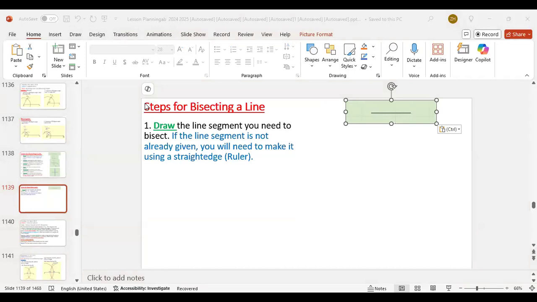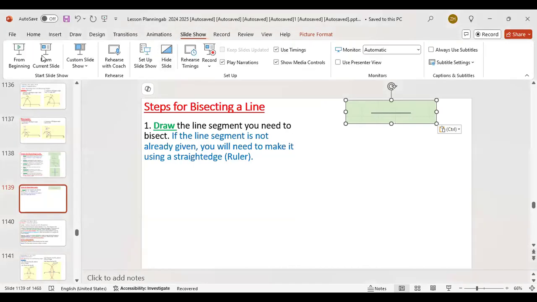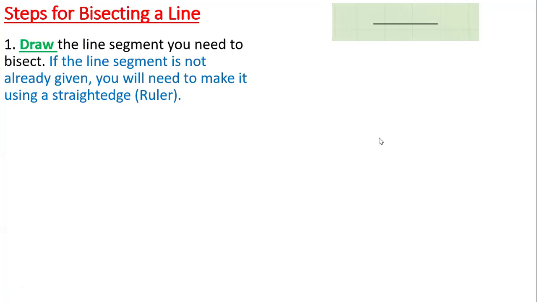Xavier, read the first step for me, please. Draw the line segment you need to bisect. If the line segment is not already given, you will need to make it using a straight edge ruler. A straight edge, a ruler, right? So you're gonna draw the line segment that you need to bisect. That's the first step. Or like I said, if they give it to you, you do not have to draw it. It's already given. You understand?